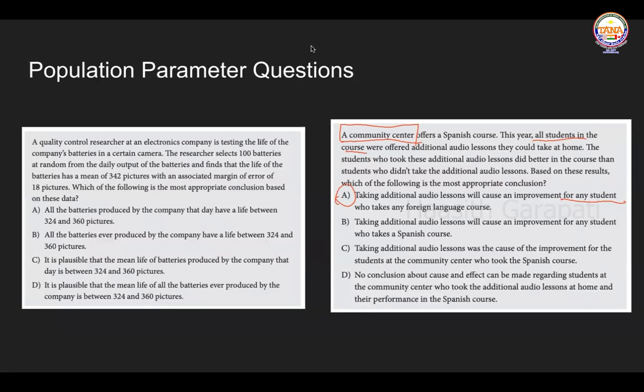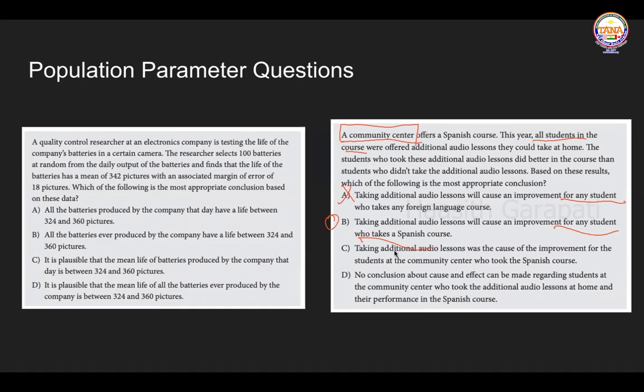Oh, wait, I don't know why I circled that. That should be an X. Okay. B, taking additional audio lessons will cause an improvement for any student who takes a Spanish course. Okay, well, B kind of sounds reasonable, right? Because it's only talking about students who take Spanish courses, right? But let's check out the other answers.